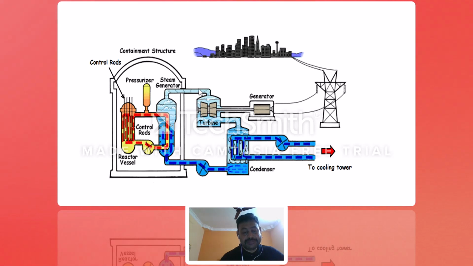The high pressure steam is circulated through the turbine. As usual, the high pressure steam rotates the turbine. Then from the rotating turbine, we get the relative movement between the magnet and coil. The generated power goes to various buildings.